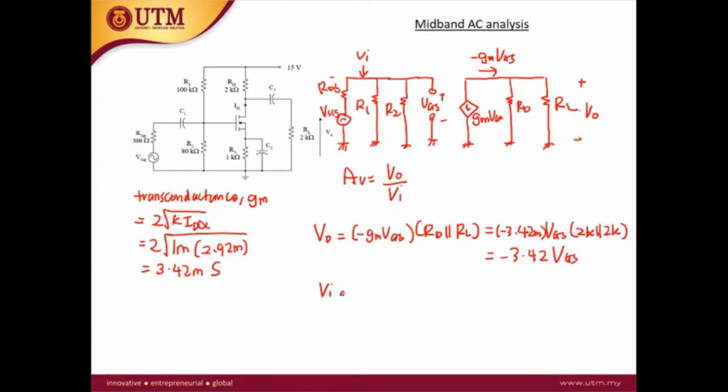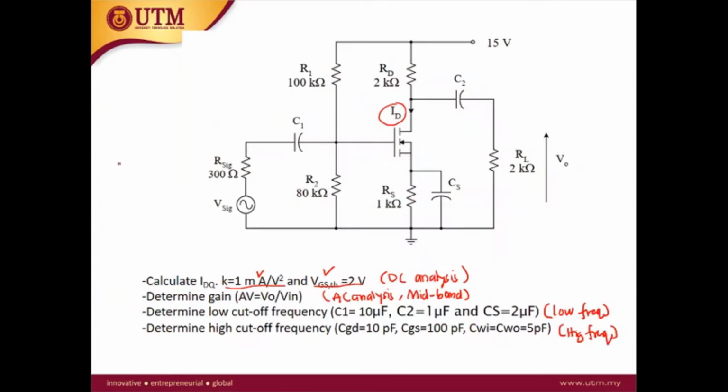For the V in, V in is equal to VGS. So at the end, AV is equal to minus 3.42 VGS over VGS. This is minus 3.42. This is the mid-band AC analysis. Okay. The third analysis, we have done this first one. This one is done. The third analysis is the low cutoff frequency.